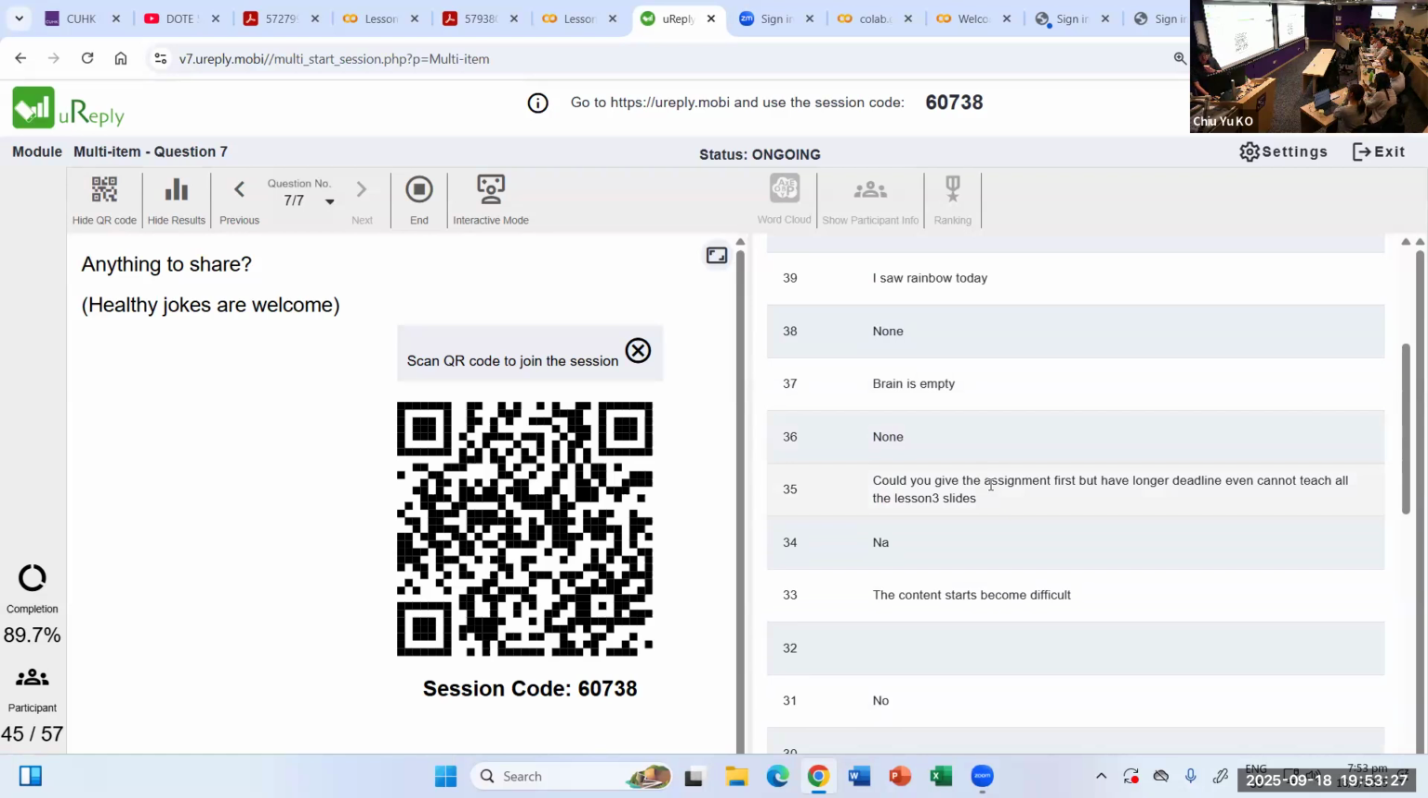Can I give the assignment first? Maybe I can, because maybe this weekend I can give the assignment. I can let you see the assignment first, but I still give a 2-week deadline. I mean, it's not officially released. I can have a pre-release of the assignment. You can see that.